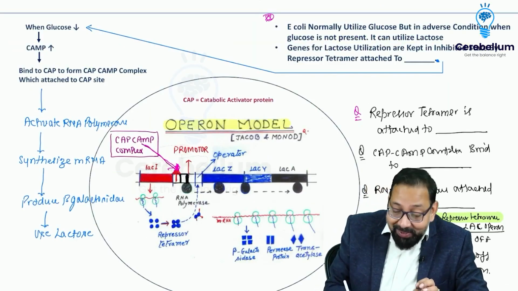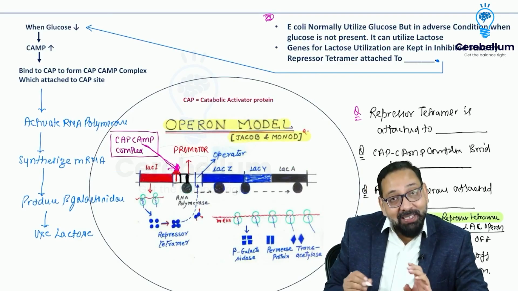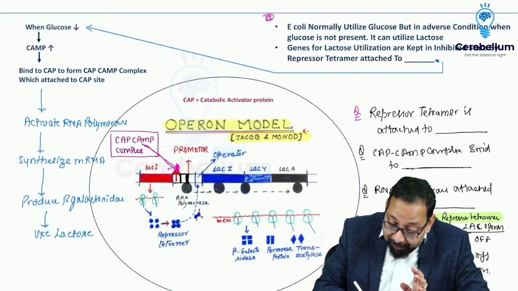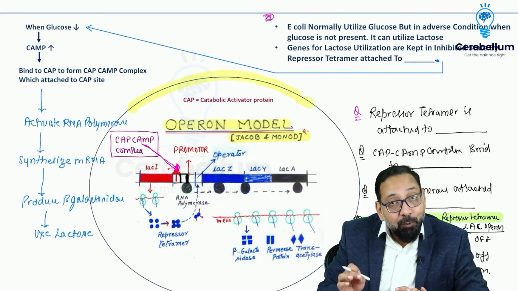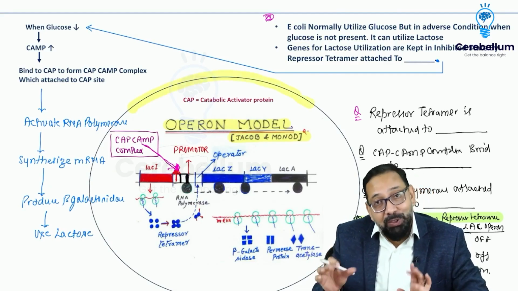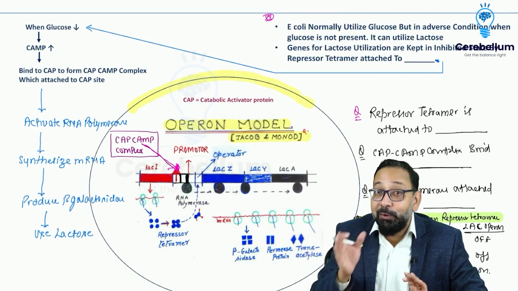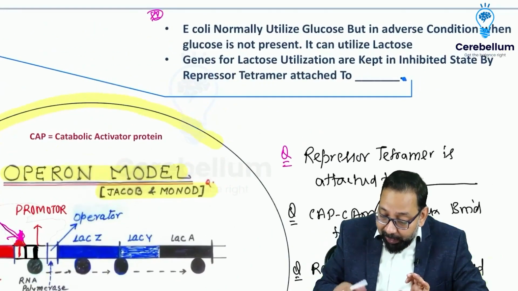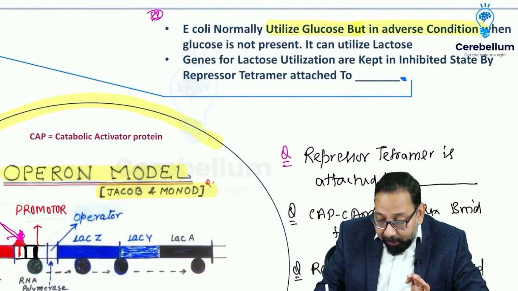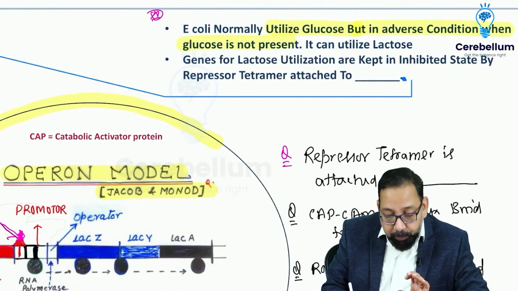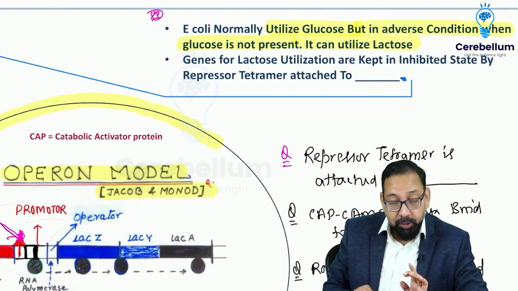The operon model was given by Jacob and Monod. We are discussing the lac operon. This is E. coli. We found that E. coli utilizes glucose in a normal situation. But in an adverse situation, it can also utilize lactose. So normally E. coli utilizes glucose, but in adverse conditions, when glucose is not present, it can utilize lactose.